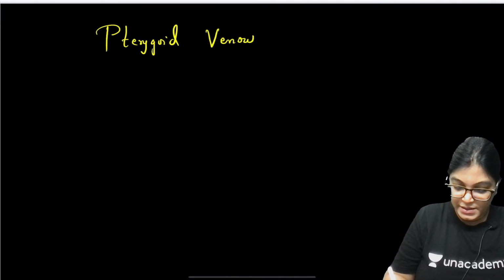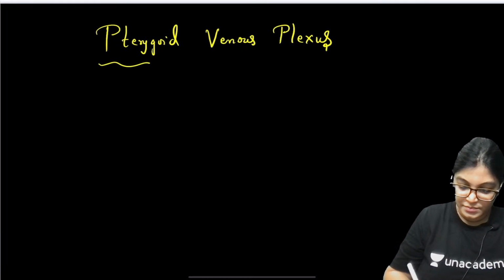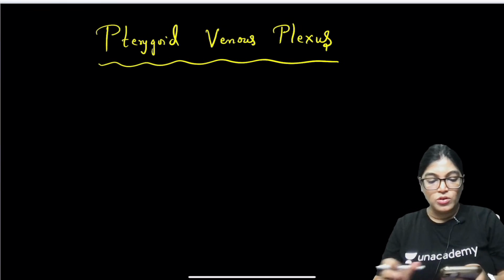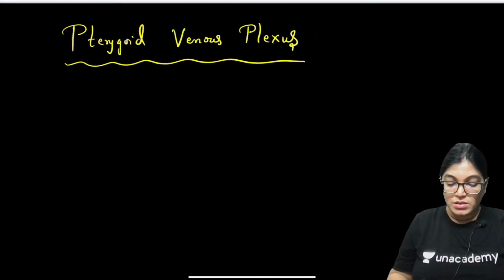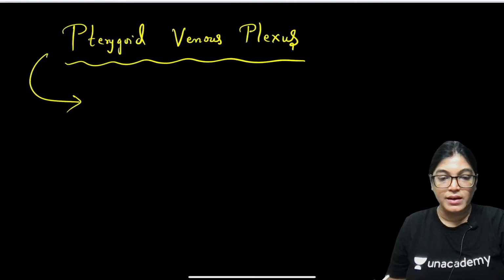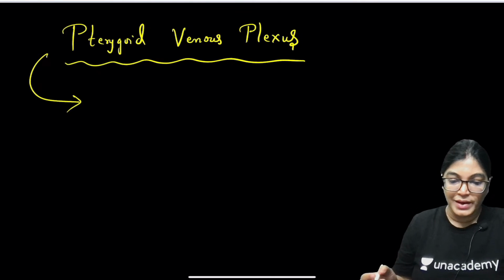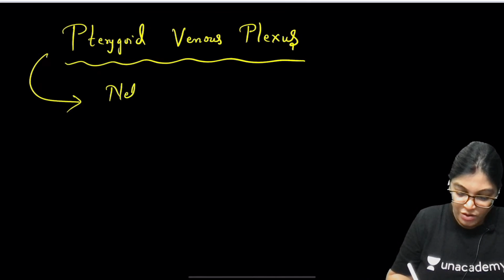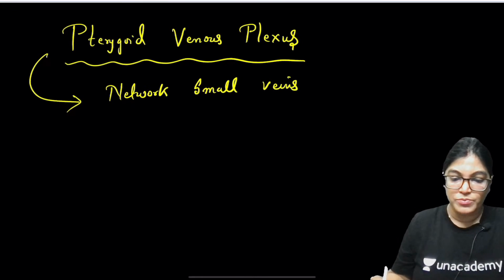Pterygoid venous plexus. Yes, Satyajit, thrombosis. At times it forms an infection route because the valves are not there, and cavernous sinus thrombosis is a very important clinical aspect. So these veins are also forming a route of infection. Pterygoid venous plexus is actually a network of small veins.